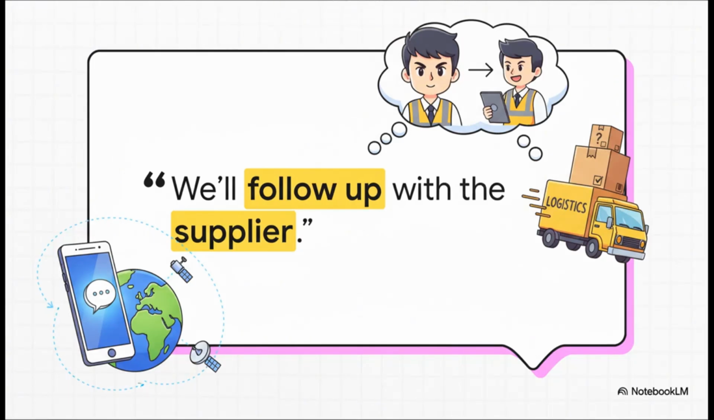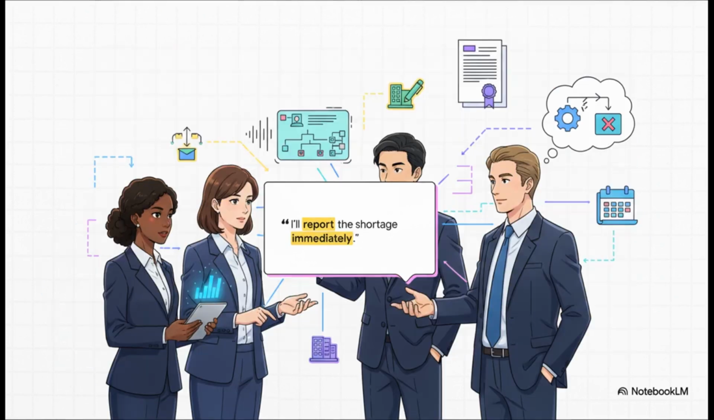So, what's next? Communication. The supervisor knows they have to contact the company that sent the items. It's time to follow up with the supplier and get this problem fixed. And at the same time, the supervisor needs to communicate inside their own company. They'll make an official report right away so that management and other teams know about the situation.